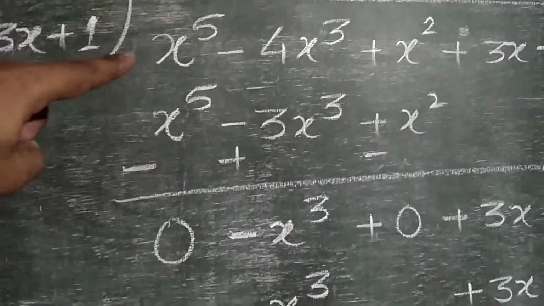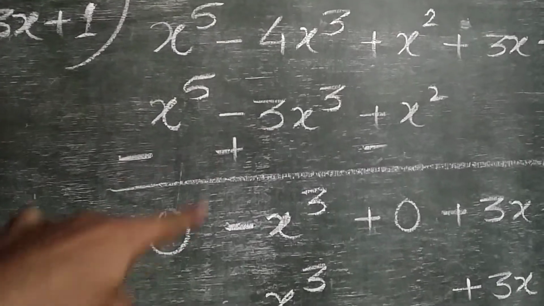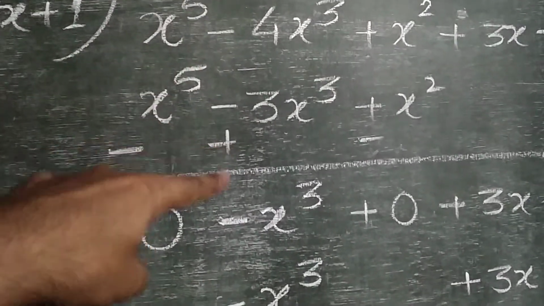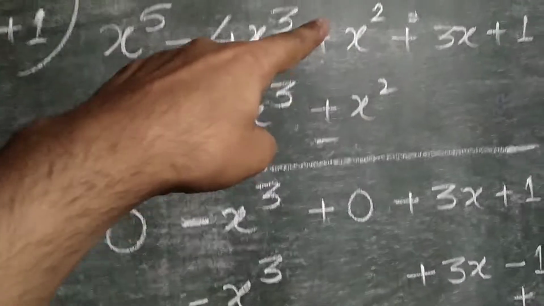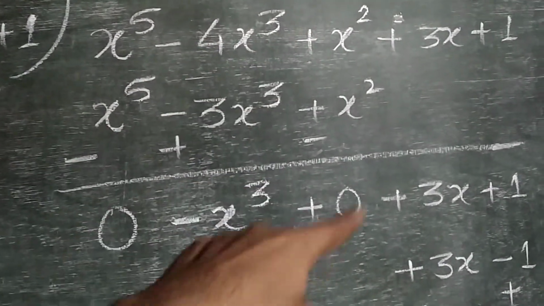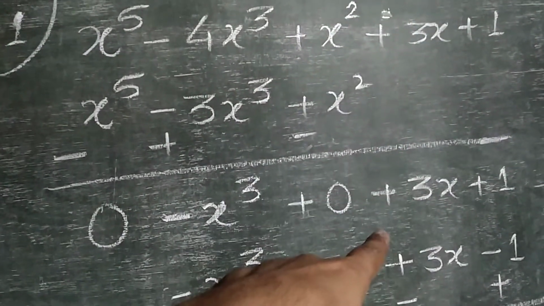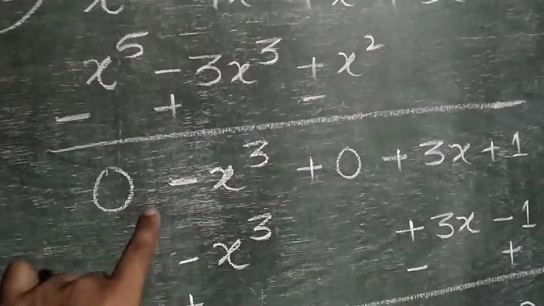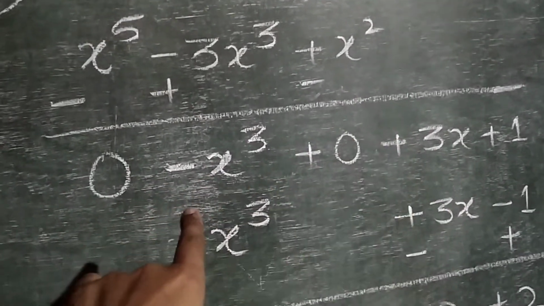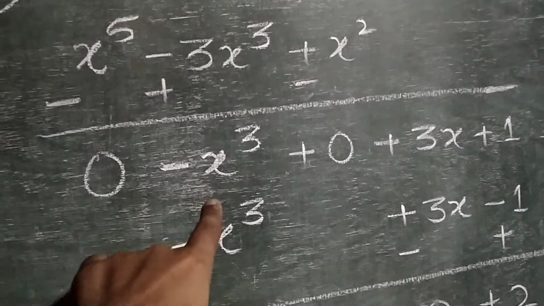On subtracting, what will we get? Here it will become 0. Minus 4x cube plus 3x cube, it will become minus x cube. X square minus x square, that is 0. And the remaining terms will be as they are, that is 3x plus 1. Now this remainder will be treated as the new dividend.